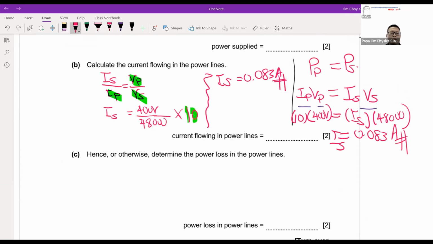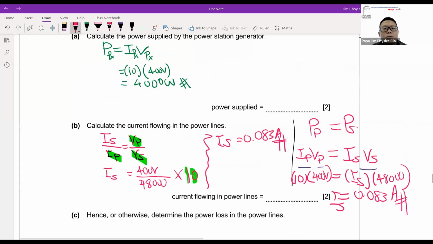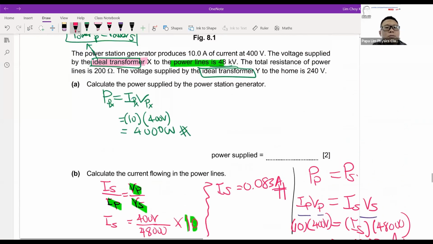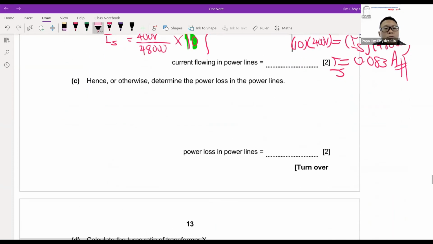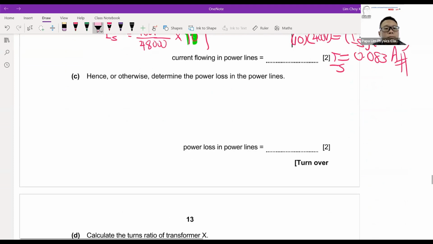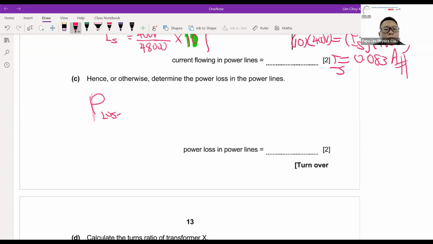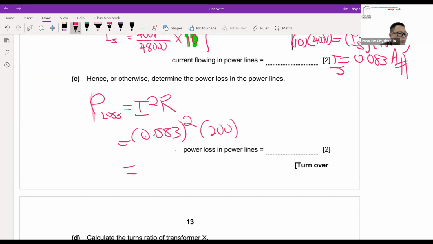Then, hence or otherwise, calculate the power loss in the cable. Power loss in the cable refers to the resistor here, which is 200 ohm. So power in the resistor is power loss equal to I squared R. 0.083 squared times 200. The answer will be 1.37, or I would say 1.38 watts.